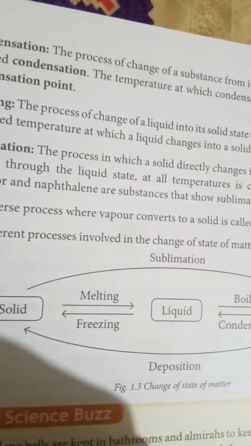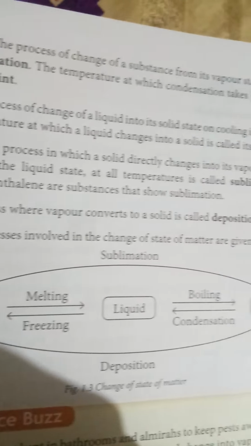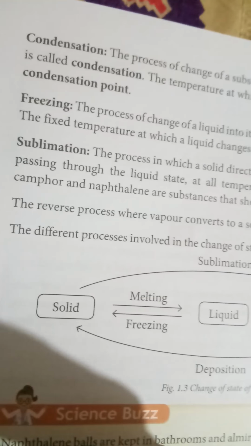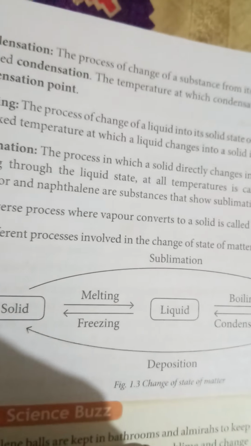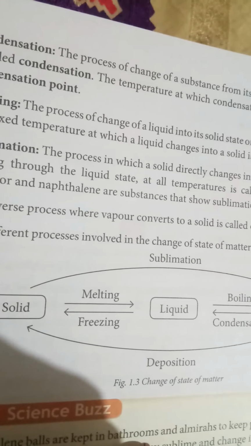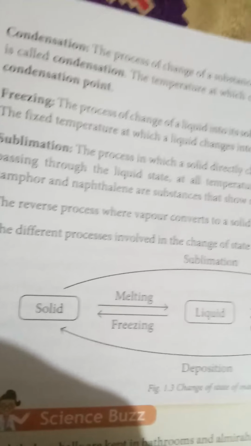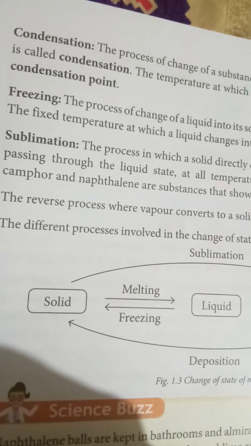For example, here given iodine, camphor, and naphthalene are substances that show sublimation. It means, suppose you have taken iodine balls, or camphor balls or naphthalene balls. In temples you have seen the camphor balls, which people use for worship, and when they burn that solid camphor directly, fumes appear directly in the form of vapors. That process of appearance of vapor directly from solid is called sublimation.